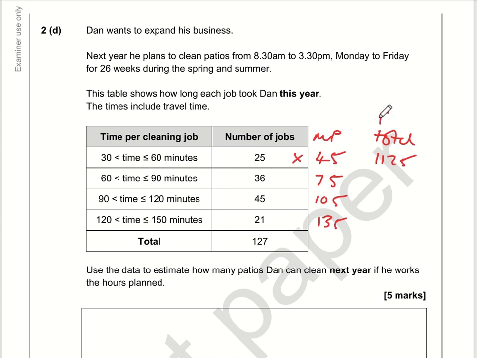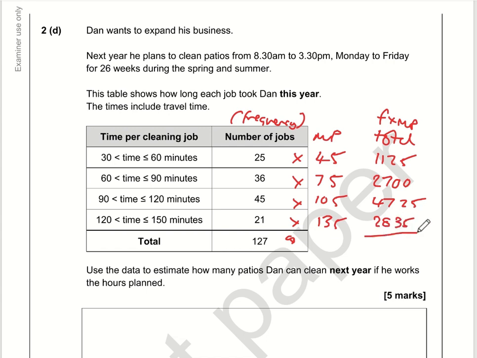So here it's the frequency times the midpoint. Often this column here is just called the frequency column. So we're multiplying these two columns together, and 36 times 75 is 2700, 4725, and 21 times 135 is 2835.